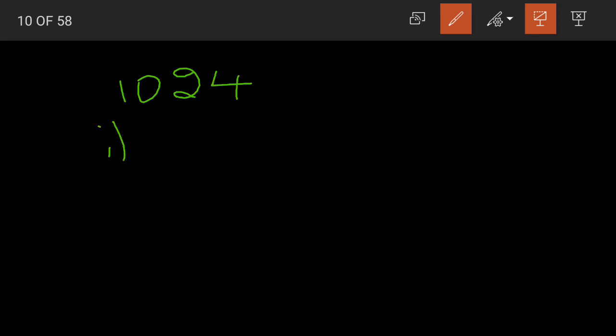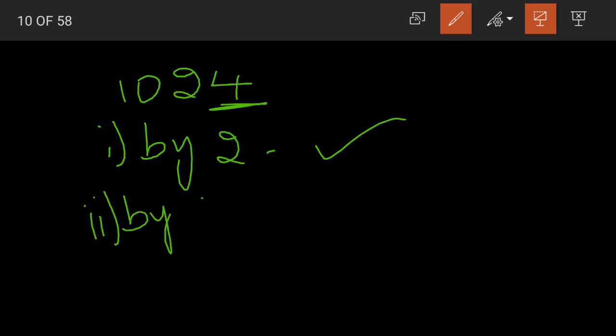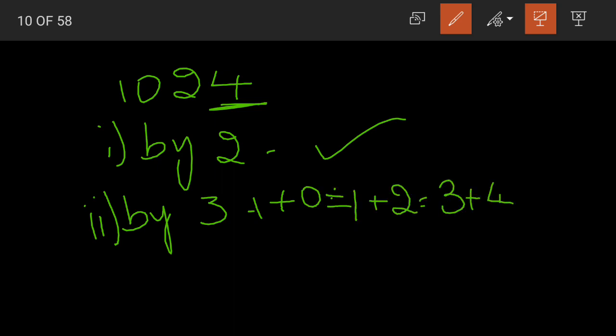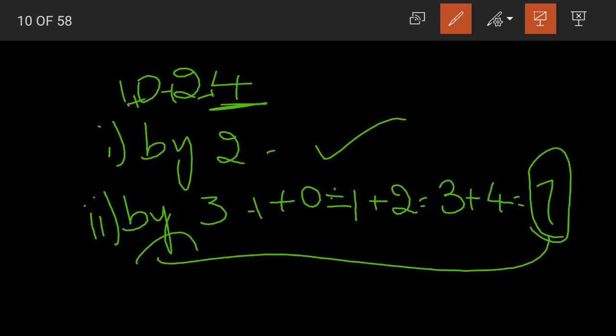Now suppose if I take another number, for example, say 1024. Now first, is it divisible by 2? Yes, it is divisible by 2 as it is having 4 in the ones place. Yes, children. Now coming to divisibility by 3. 1 plus 0 plus 2 plus 4 is equal to what, children? 7. The sum of the digits is 7. Is the sum a multiple of 3? No. We do not have 7 in the 3 table.